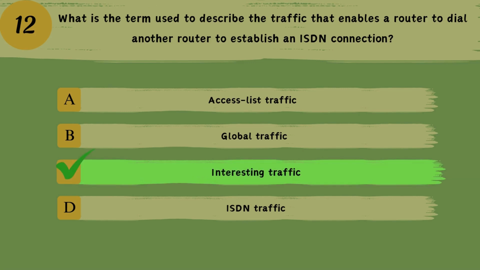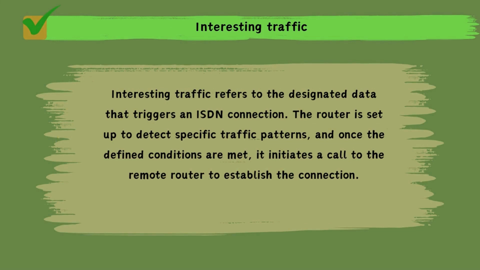Correct answer: C. Interesting traffic. Interesting traffic refers to the designated data that triggers an ISDN connection. The router is set up to detect specific traffic patterns, and once the defined conditions are met, it initiates a call to the remote router to establish the connection.